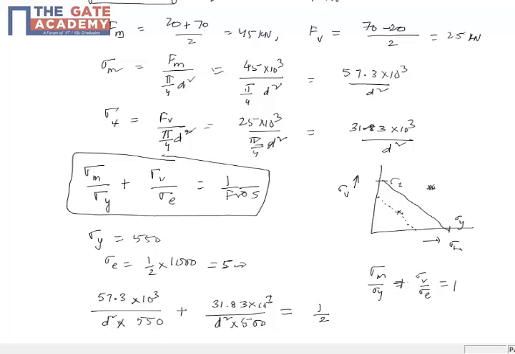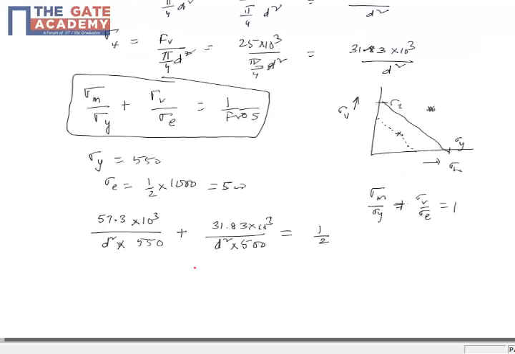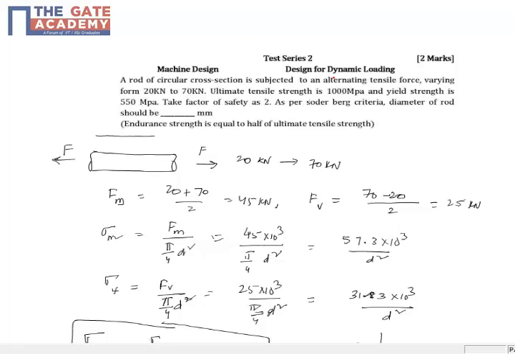This is one equation where you can take d square common from the left side and calculate, and you get d as 18.32 mm. So this is the solution, 18.3. This is a simple problem. The only thing is you should know what the Soderberg criteria is and how to use it, and what each of the terms means in this. So 18.32 mm is the answer.